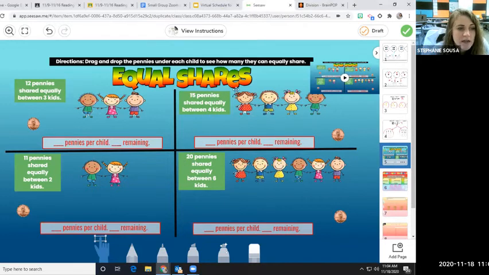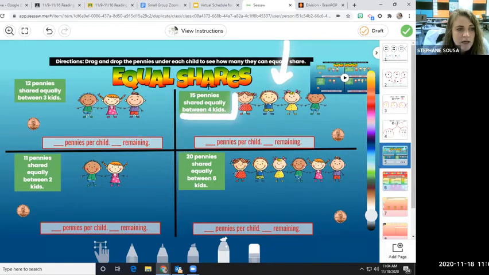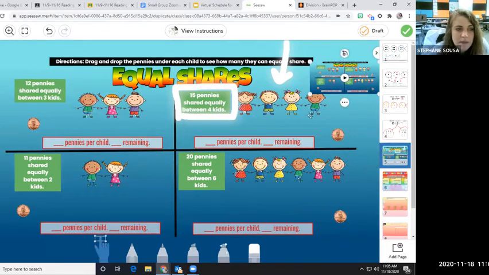So I'd like for us to take a look at this one right here. Let me kind of point it out to you. We're going to take a look at this one right here. 15 pennies shared equally between 4 kids. That's the one that I want to look at. 15 pennies shared equally between 4 kids. We're going to work on this one together.